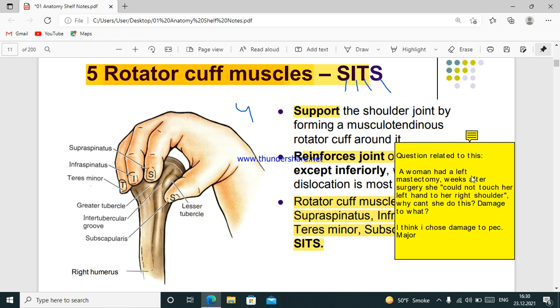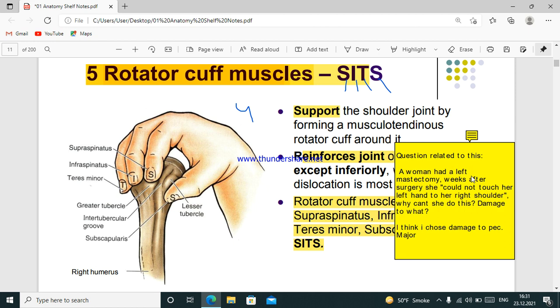So here we have a question related to this. A woman had a left mastectomy. One week after the surgery, she could not touch her left hand to her right shoulder. Why can't she do this? Damage to what? Why can she not touch her left hand to her right shoulder?